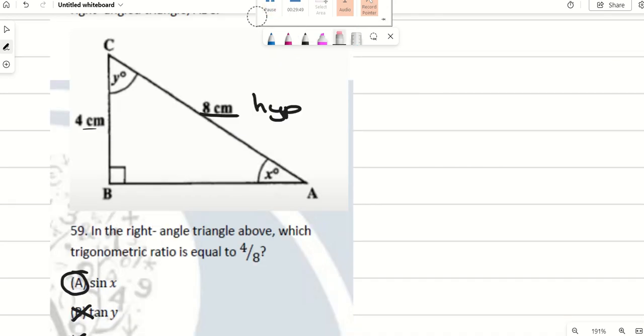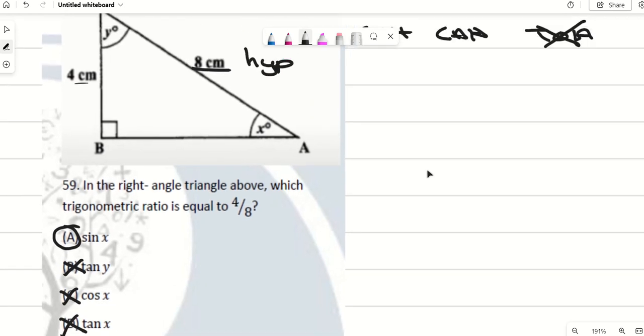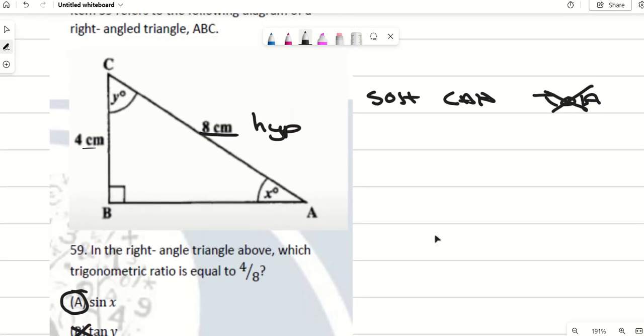So again, let's go through this question. We know SOHCAHTOA. We're looking for something that has hypotenuse because it is over 8, so it is not tan. Anything with tan, you would have crossed out, tan Y, tan X, it does not matter. Now, if we're using this triangle and we're using angle X, we're not studying the Y. This is BAC, this is 8, and this is 4.